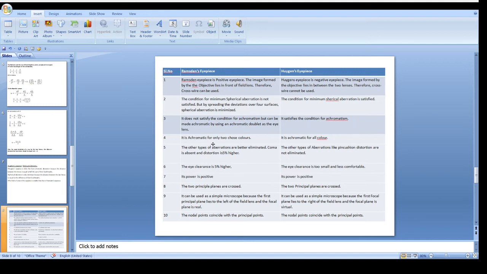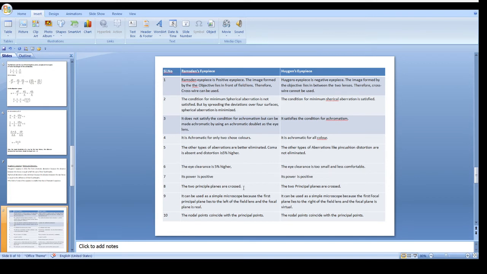Ramsden's is achromatic for only two chosen colors, while Huygens is achromatic for all colors. In Ramsden's, the other types of aberrations are better eliminated: coma is absent and distortion is small. In Huygens, the other types of aberrations like distortion are not eliminated. The eye clearance is 5% higher in Ramsden's, but in Huygens the eye clearance is too small and less comfortable.